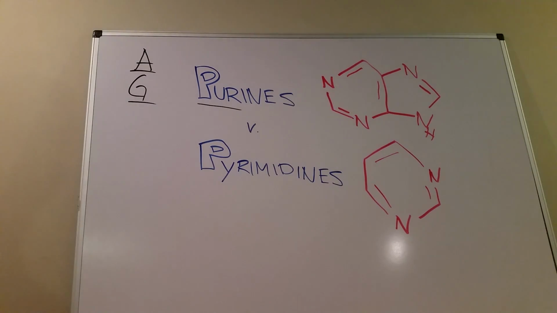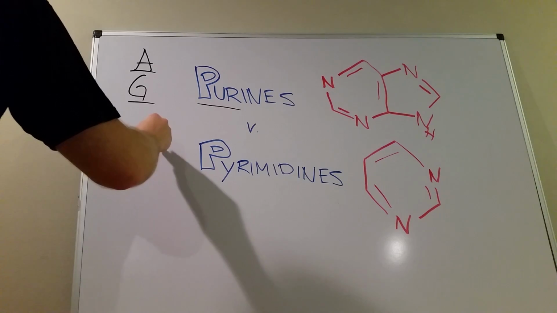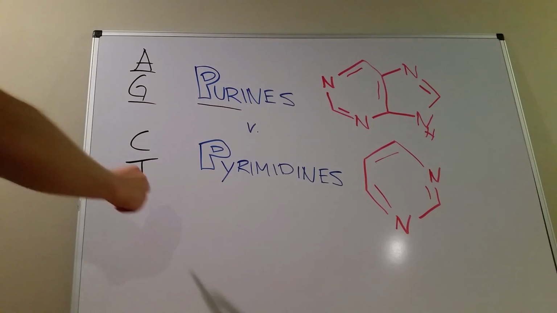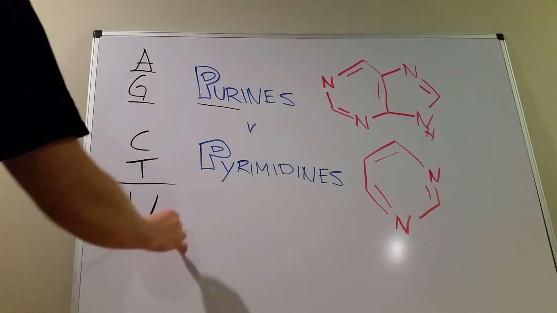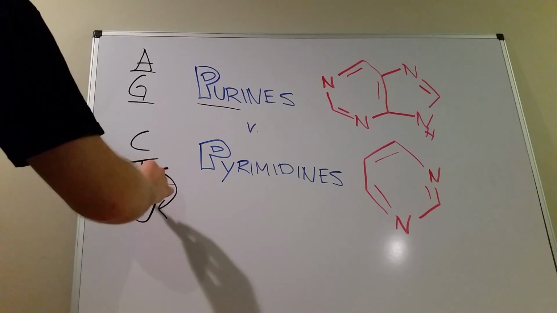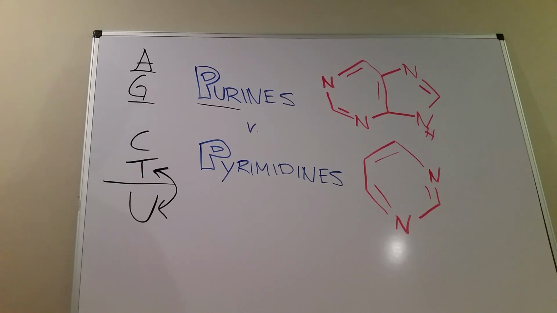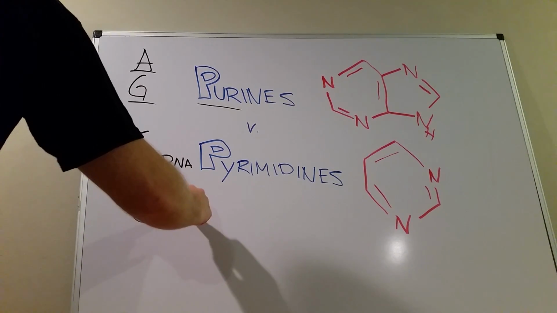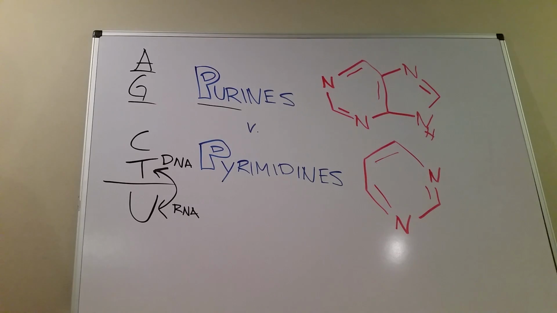Now, pyrimidines, the single ring type nitrogenous base here, there's 3 different ones, and they're going to be cytosine, thymine, and uracil. Now the difference here is that uracil, as you probably remember, is replaced or exchanged for thymine when we're dealing with RNA. So thymine is for DNA, I'll write that down here, and uracil is for RNA. Uracil is actually a deaminated form of cytosine, but that's neither here nor there.